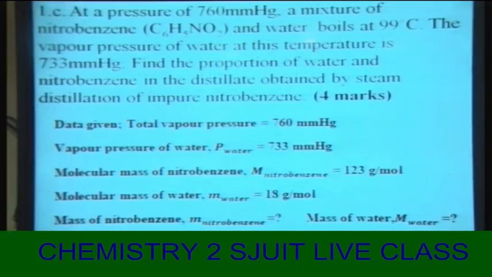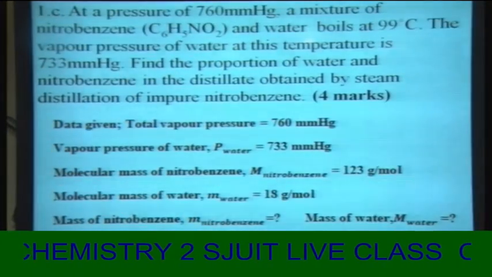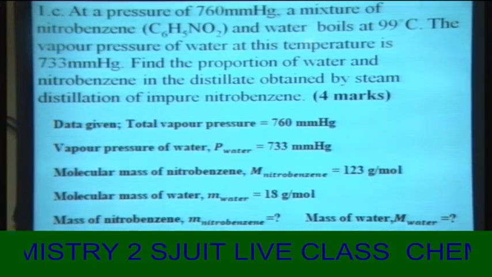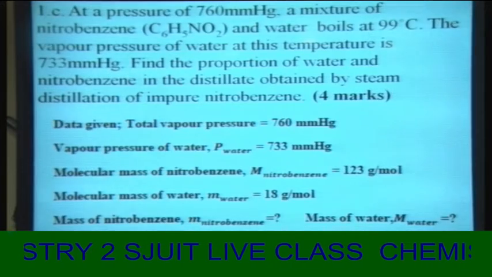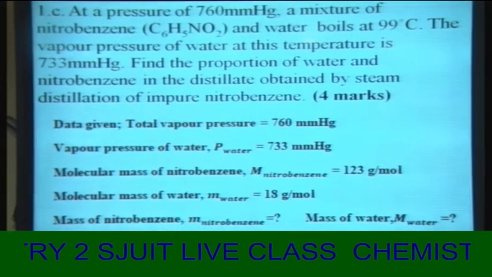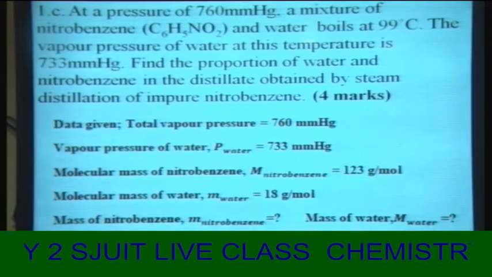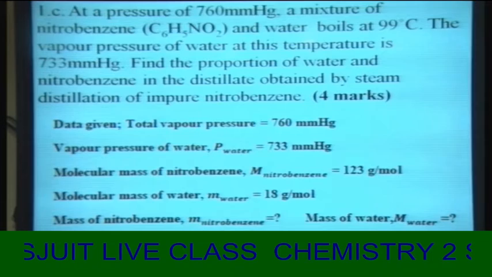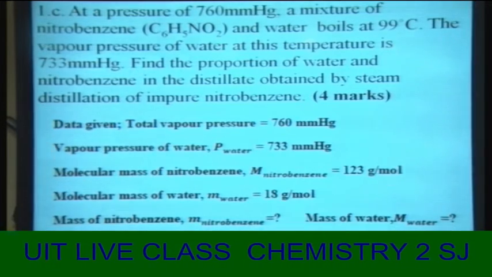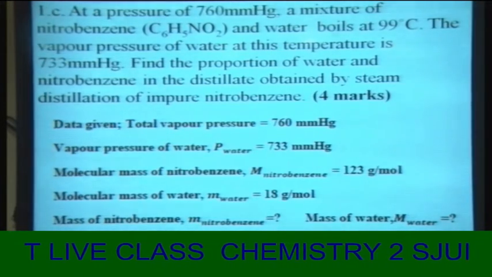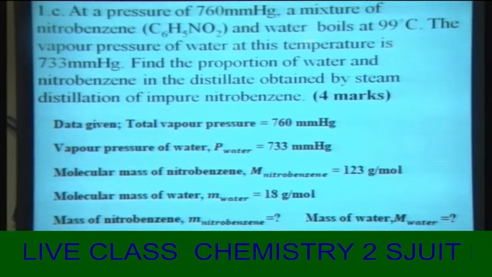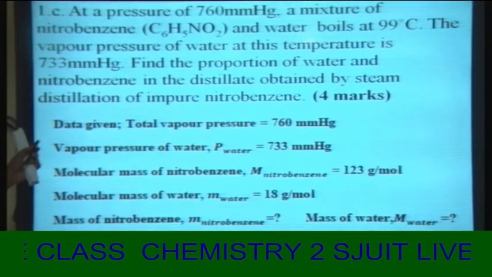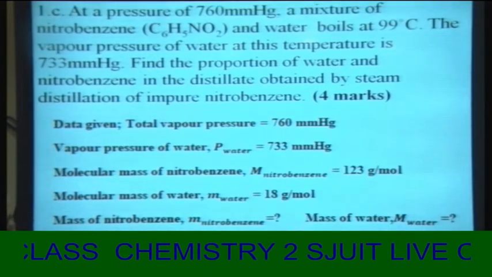Yes, two components, nitrobenzene and water, in liquid form. They have been boiled at that temperature, and a vapor containing the two components has been formed. And in that vapor phase, we need to establish the proportion of water and the proportion of nitrobenzene. First of all, you need to consider this important data.